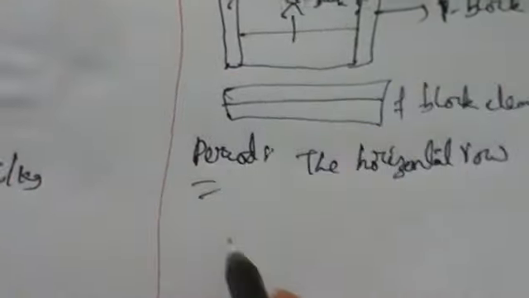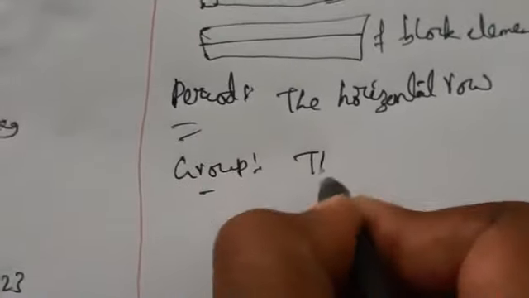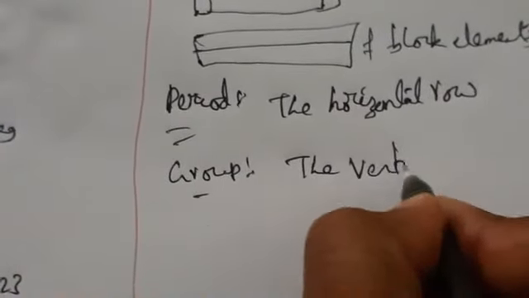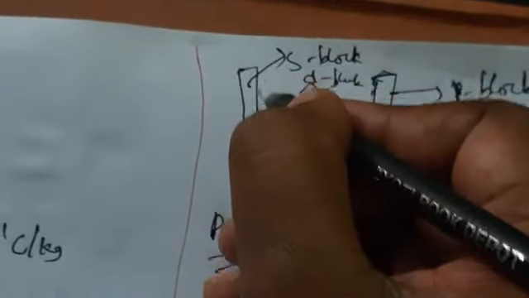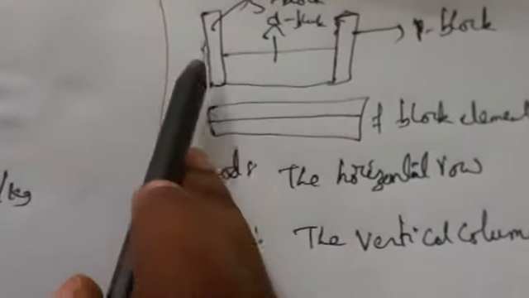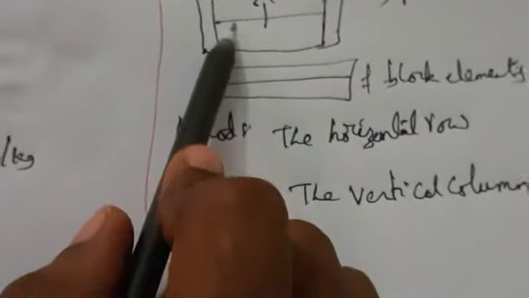The horizontal row we call a period, meaning whenever the elements are present horizontally, we call it a period. And a group is the vertical column, meaning if the elements are presented in a straight vertical way we call it a group. If it is presented horizontally, we call it a row, which is a period.